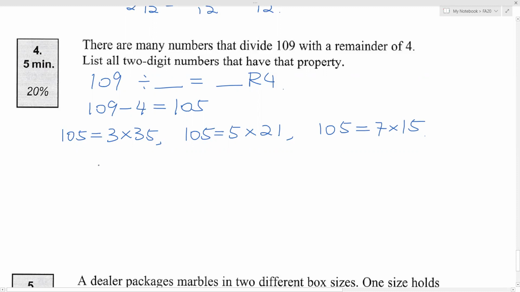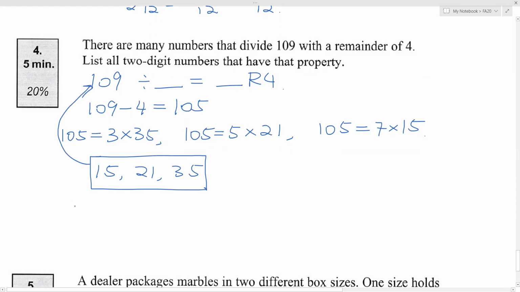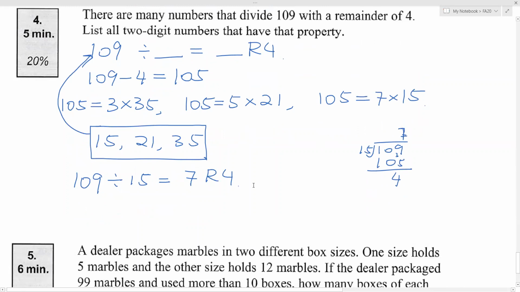No, right? So let's write it from smallest to largest. Okay, so there are 3 2-digit numbers that can satisfy the equation here. Let's just try one. Okay, 109 divided by, if we try 15, it equals 7, right? 109 divided by 15 is 7 with remainder of 4. And we can also try 21 and 35, and it should satisfy this equation.